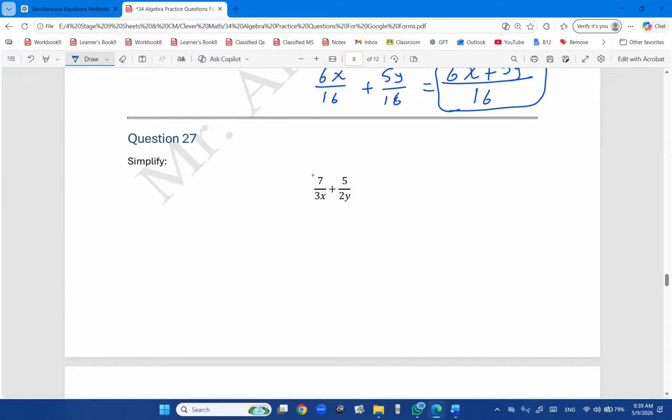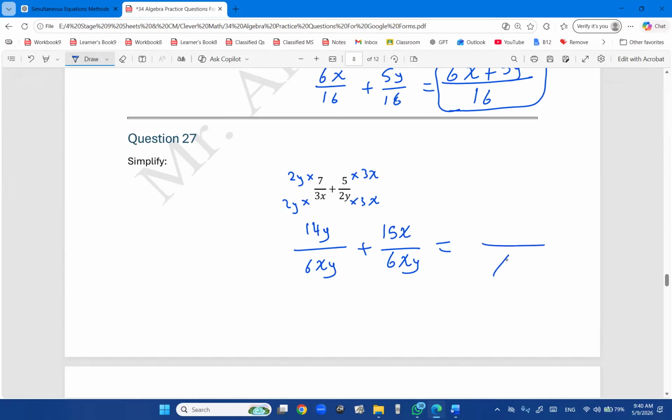Over here, you need to multiply up and down by the other denominator, which is 2y up and down, and 3x up and down. This should give you here 14y over 6xy plus 15x over 6xy equals. Now the denominators are the same, mister. Perfect. So let's start adding. 6xy stays the same. 14y plus 15x, we do nothing about them. I can't.